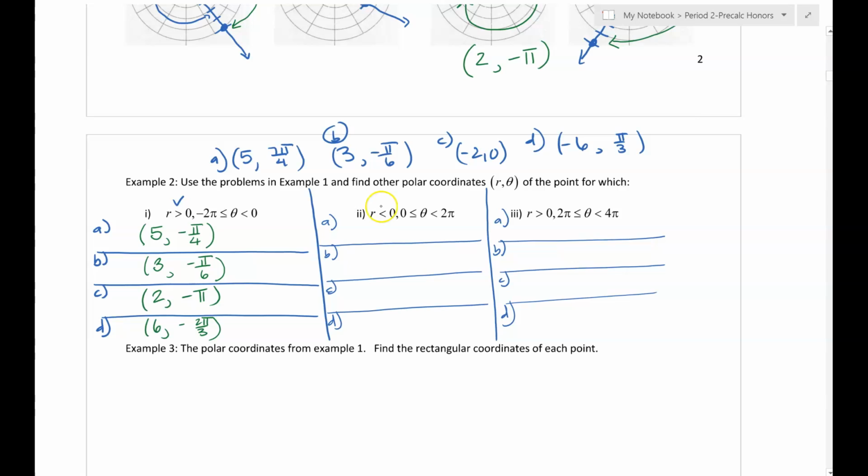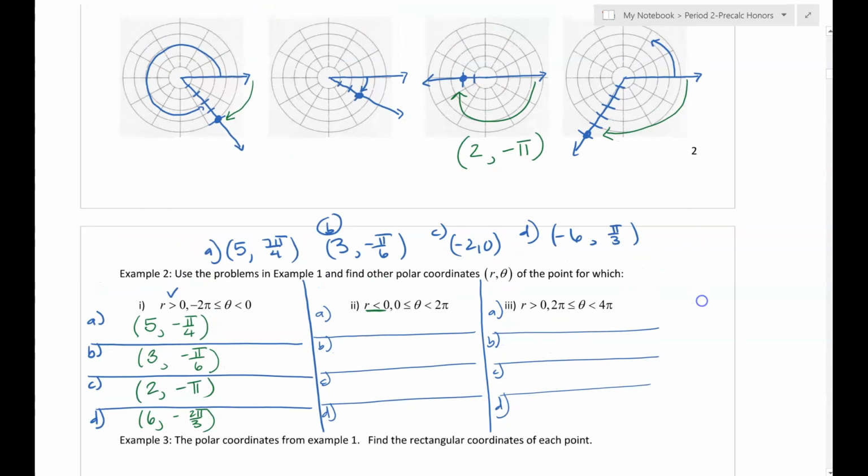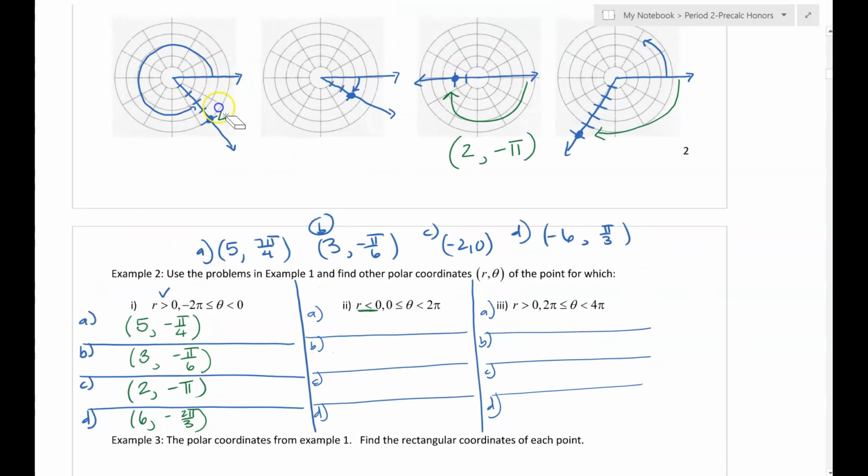A says 5 comma 7 pi over 4. Well, 5 is a positive radius, and 2i's want us to have a negative radius, okay? So what we need to do is go a positive angle. Mind you, we have to go a positive angle and a negative radius. Negative radius meaning that when you're drawing that ray, the dot has to go the opposite direction.